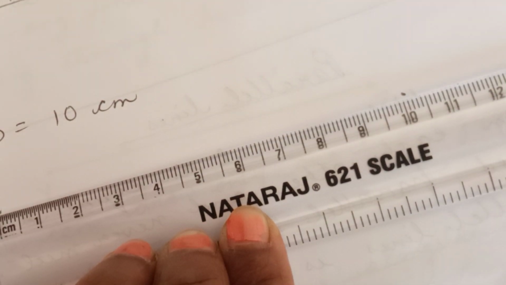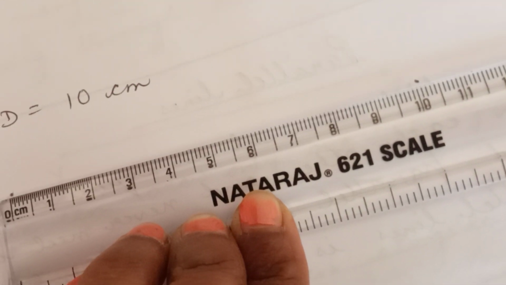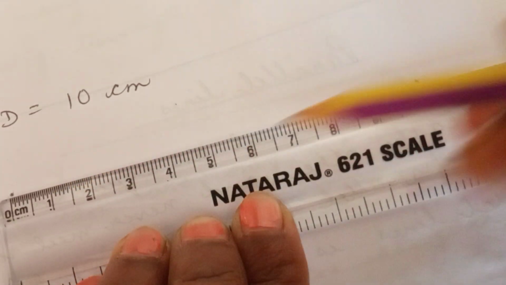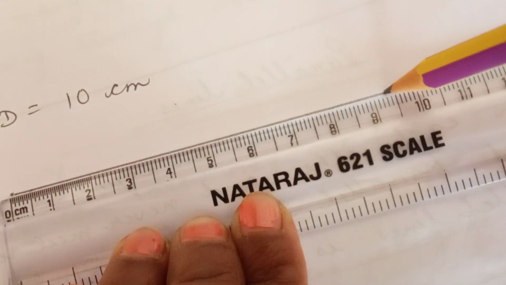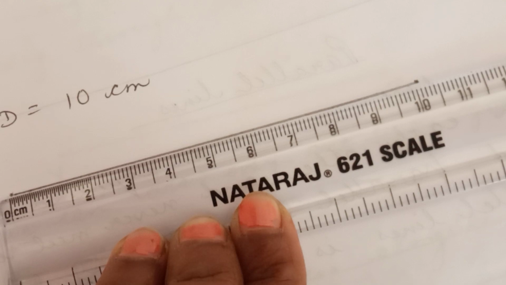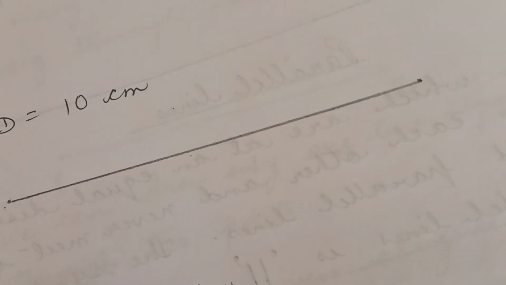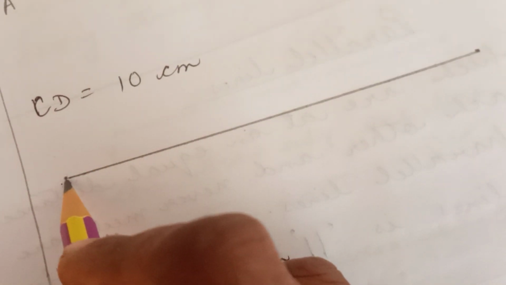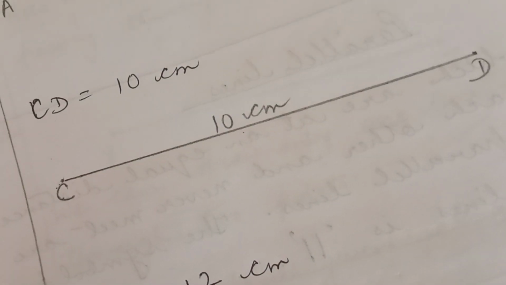Now children, you may see our one dot is at 0. Another dot is at 10. Now you need to join this line starting from 0 to 10. Hold your scale properly. Don't move it. Okay. Now you move your scale. So children, this line is of 10 centimeter. Line's name is CD. So starting name C, end with D and write here length 10 centimeter.